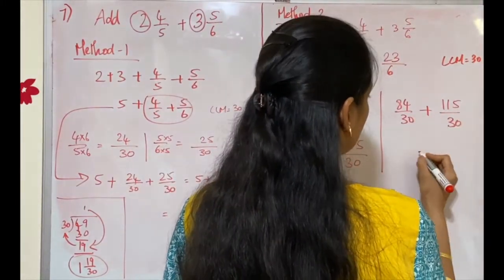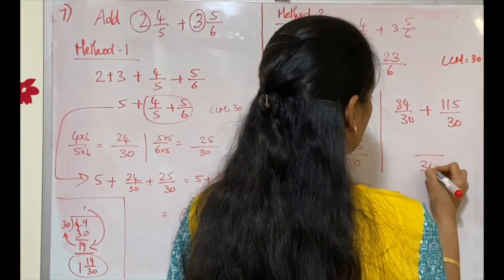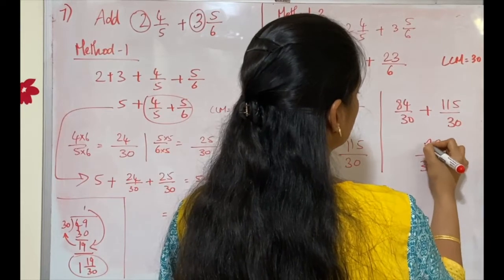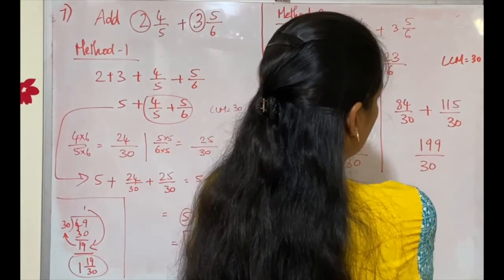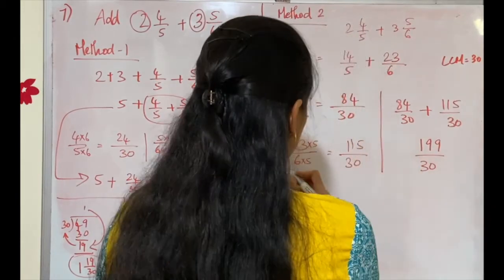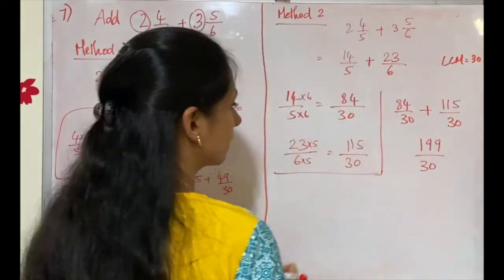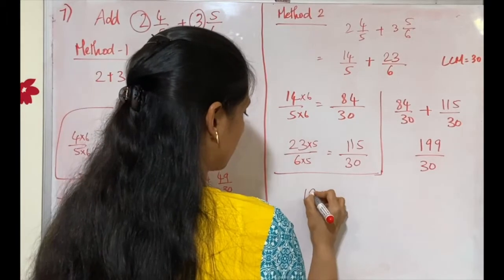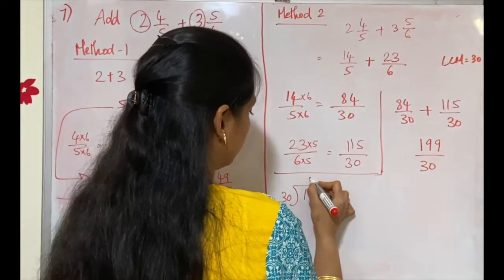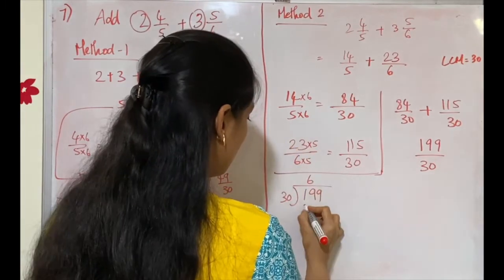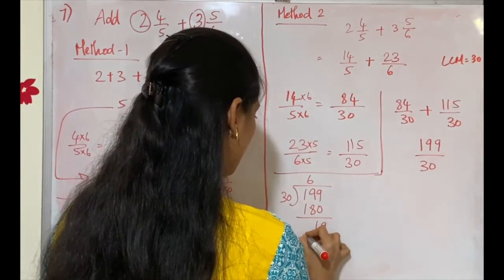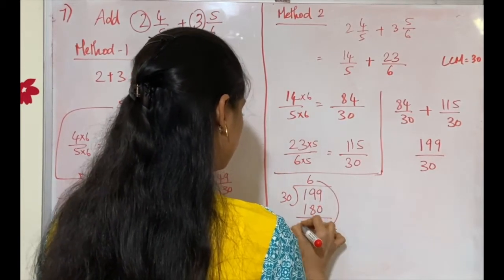So now what should I do? 84 plus 115. The denominator is 30. 84 plus 115 is nothing but 199/30. Am I right? Yeah, 199/30. So what should I do? This is again an improper fraction. 199 I should divide by 30. 6 times 30 I have 180. So that becomes 1. So this becomes what?